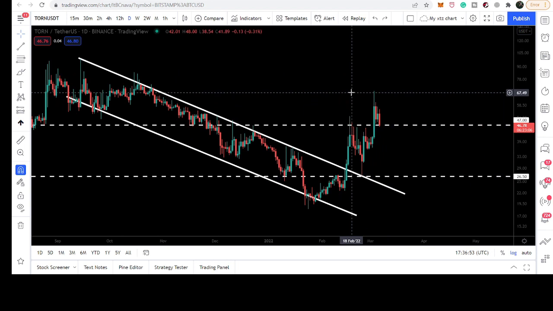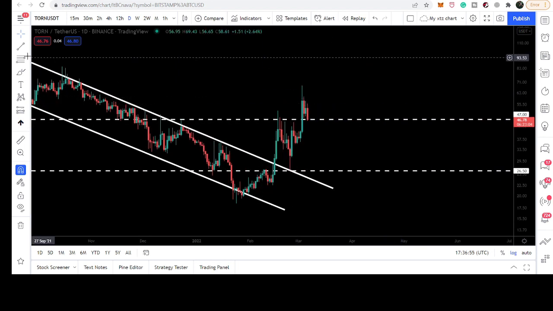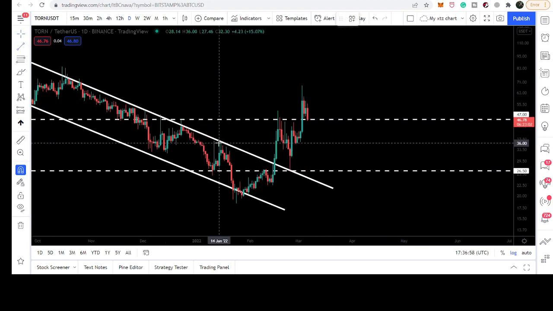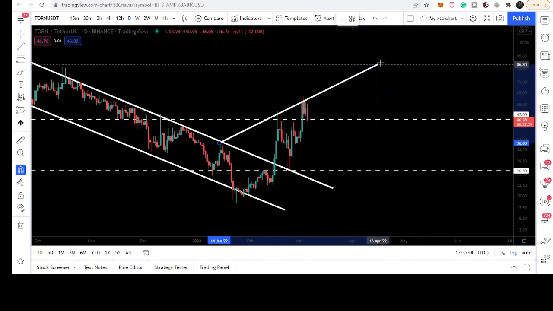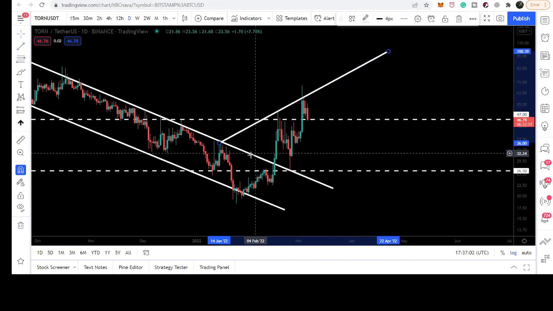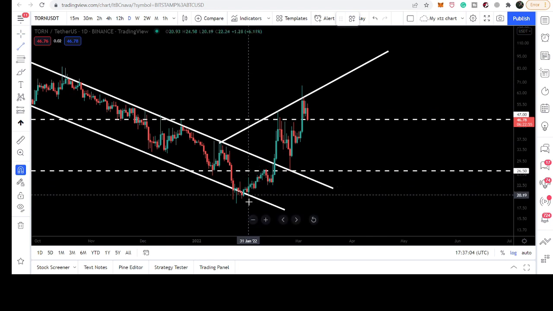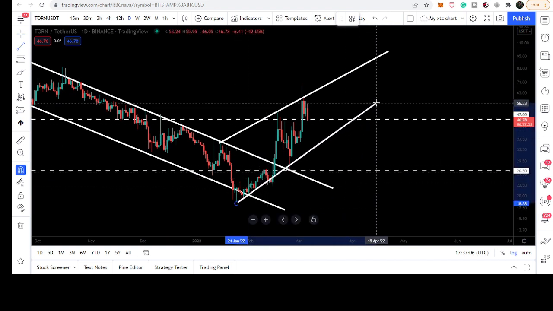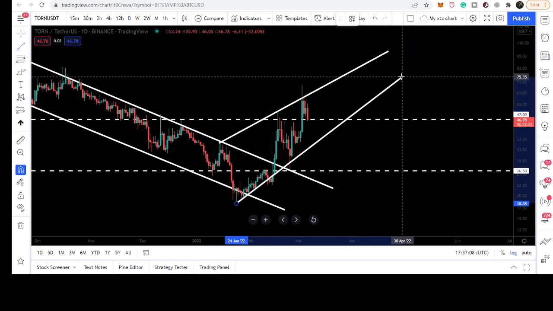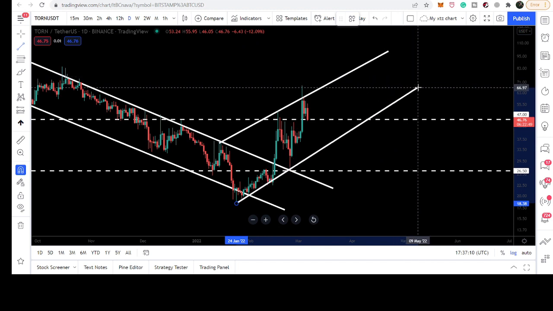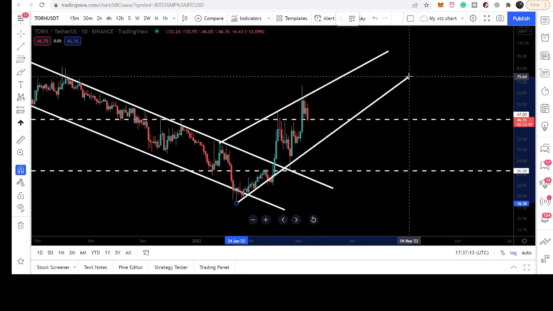However, we have also found another rejection line. You can see that we have rejection here, we have rejection here, and we have a rejection here as well, and we also have a support here, and this can be another formation of the rising wedge or an up channel. I'm expecting a rising wedge pattern.